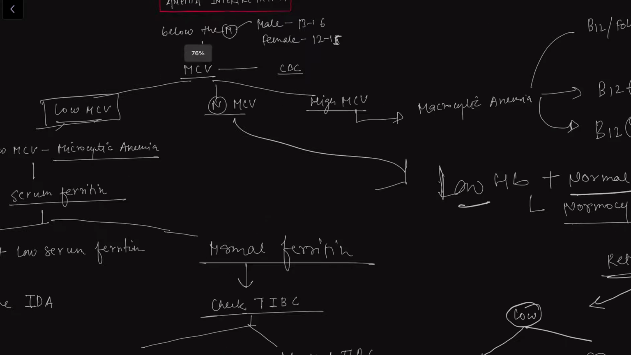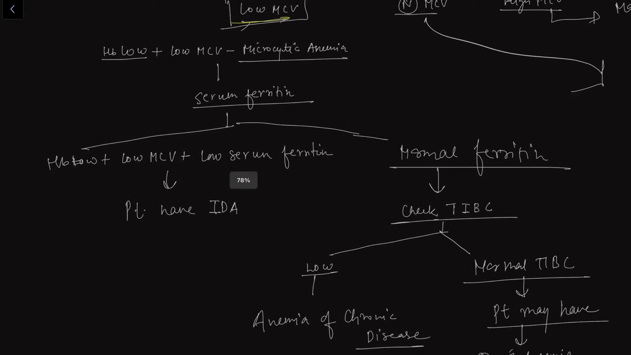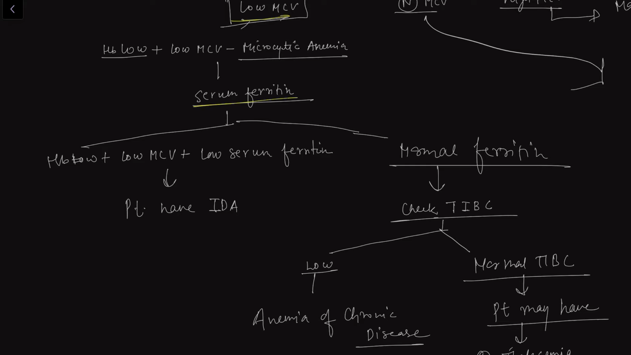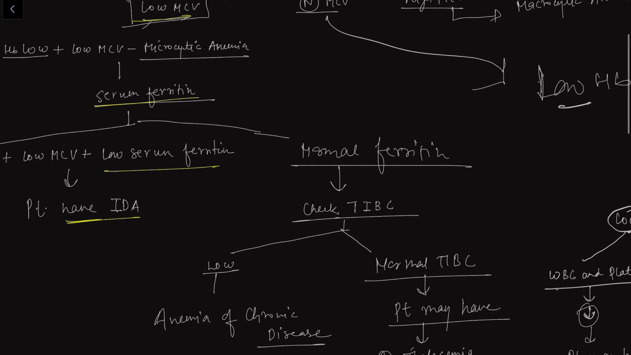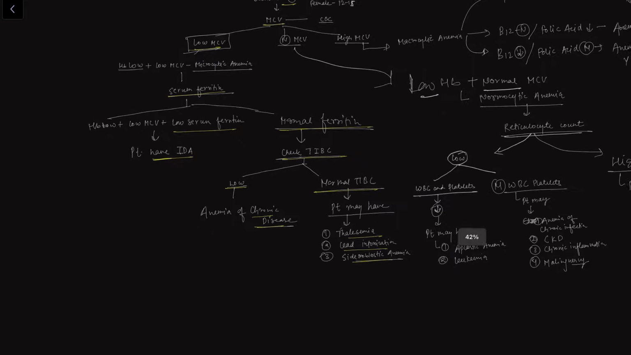Quick revision. If anyone has low hemoglobin and low MCV, then check serum ferritin. If serum ferritin is also low, then the patient has iron deficiency anemia. If serum ferritin is normal, then check total iron binding capacity. If low, then anemia of chronic disease. If normal total iron binding capacity, then the patient may have thalassemia, lead intoxication, or sideroblastic anemia.